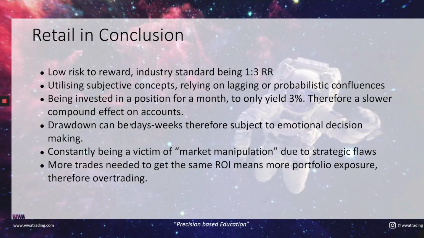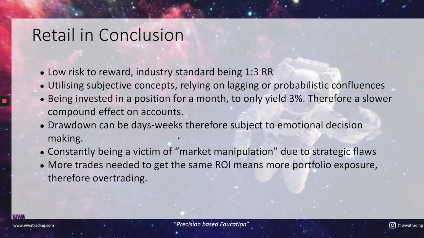So let's have a look at the conclusion of what we can expect from retail traders. We can anticipate low risk to reward, where the industry standard is generally a 1 to 3 risk to reward, and where they are utilizing subjective confluences and concepts that rely on probability and chance, or maybe even lagging and probabilistic indicators. Being invested in a position for weeks or months to only yield 3, 4, 5% is not very good use of our time and capital, and therefore you'd have a total slower compound effect on your account.